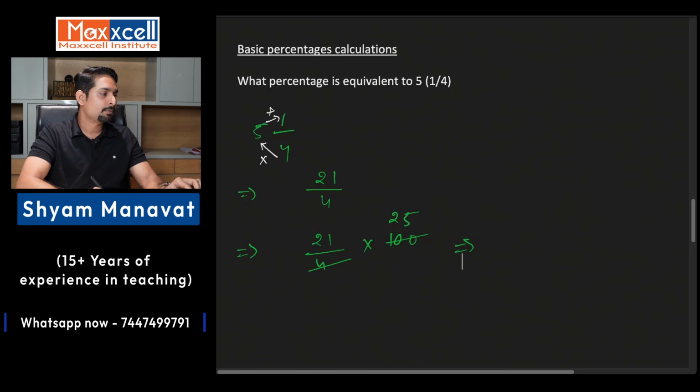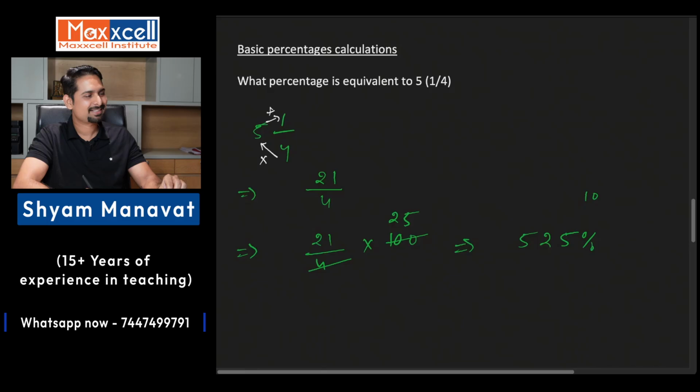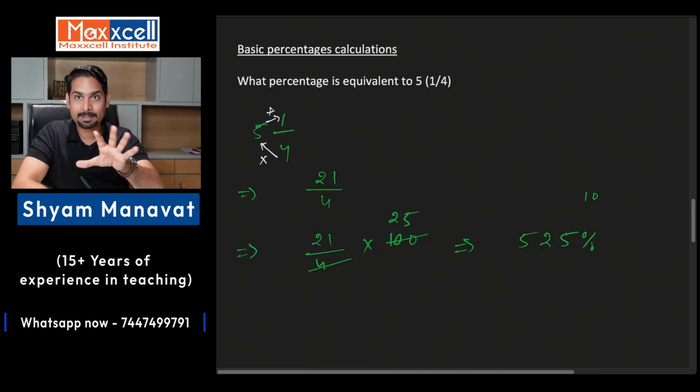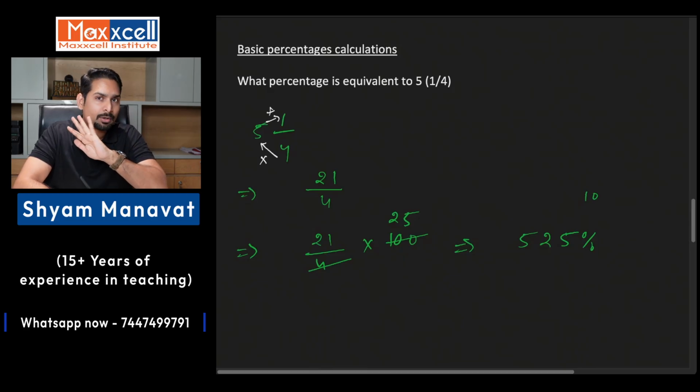Okay, well, let's multiply. So here we have 21 5s are, that will get you 105. So 5 carry over 10, and then 21 2s are 42 plus 10, 52, and then the percentage sign as it is, right? So 5 integer 1 by 4 in percentage form is 525%.